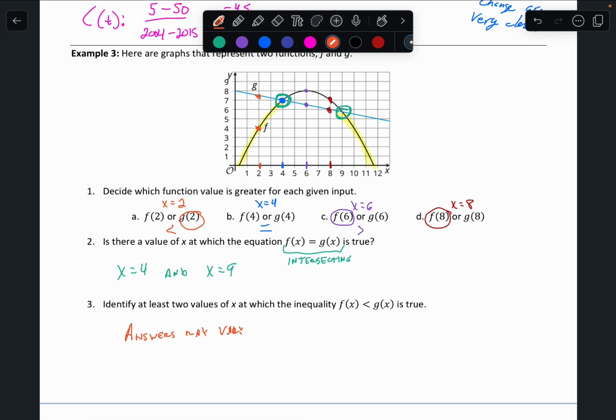For some examples, we could pick x to be like 3 and x to be 11, something like that. When x is 3 and when x is 11, when I plug those in, f is giving me a smaller output than g is. Okay, so that's just putting it all together. Please, if you have any questions, make sure to let me know. Other than that, thanks for watching.